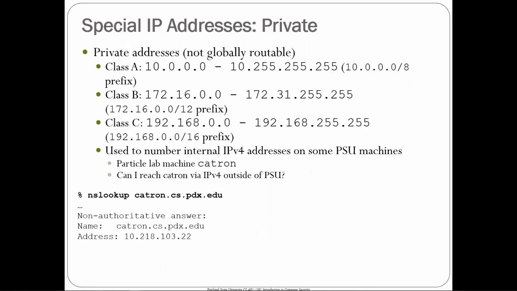The next set of special IP addresses are the private IP address ranges. These are not routable on the internet. If you send a packet to one of these destinations onto the public internet, it'll get dropped because there are no routes to these particular ones.